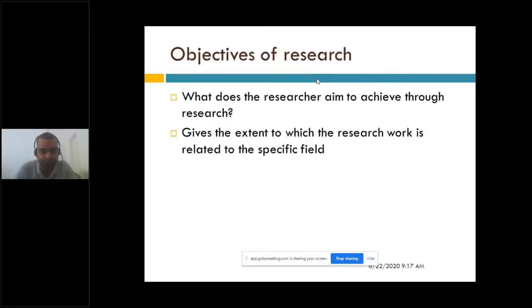Objectives of research. See, objectives should be clear and precise. The topic, we derive our objectives from the topic itself.